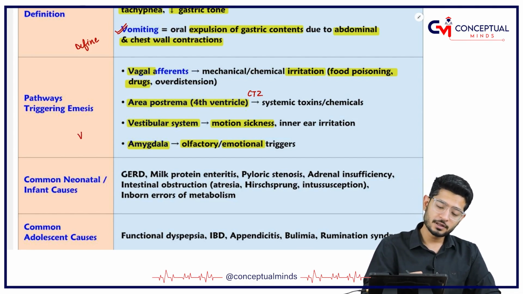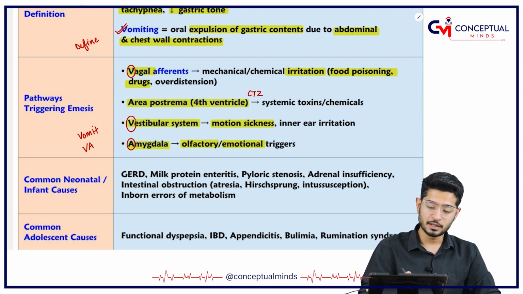So V for vomiting: you can remember V for vagal, V for vestibular system, and V and A are just mirror images, so A for amygdala and A for area postrema.